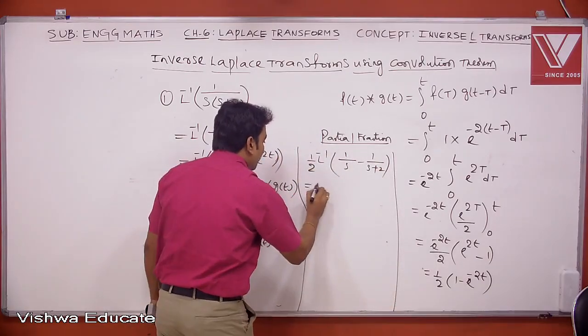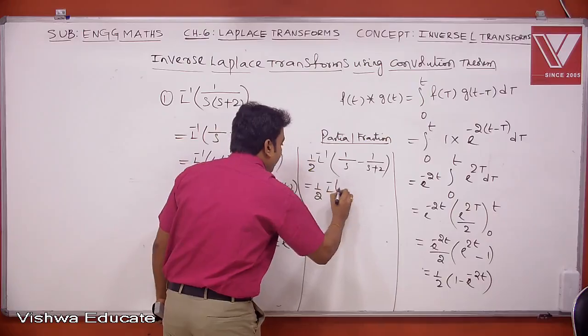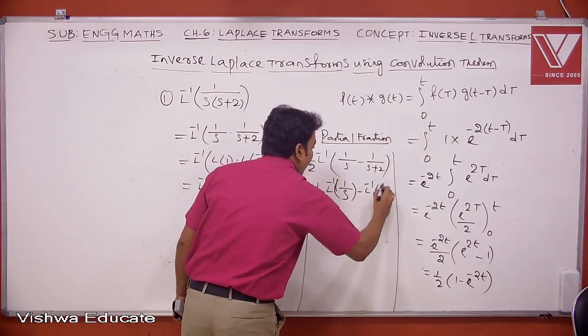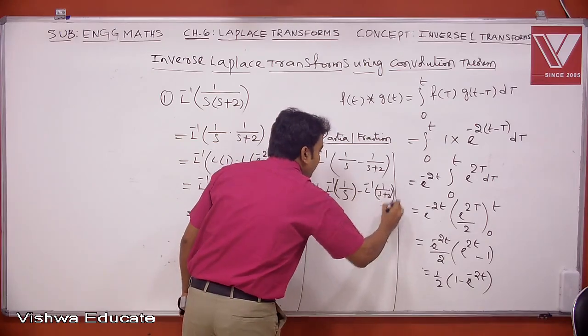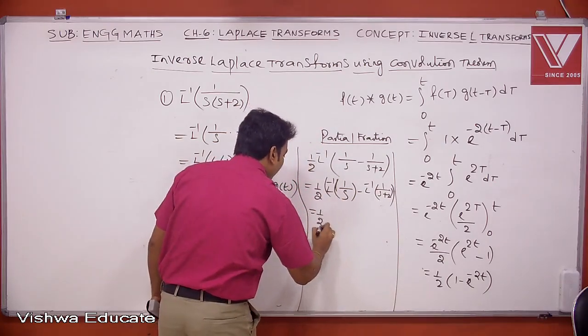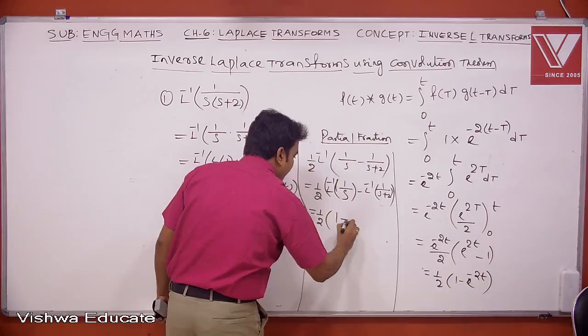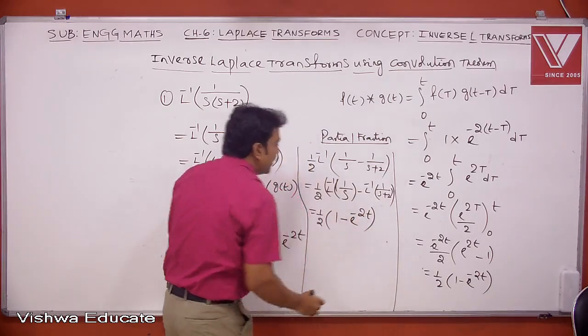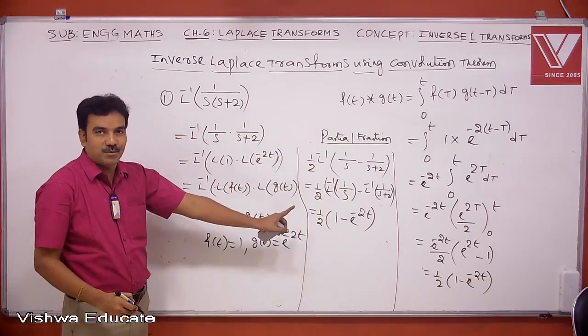So therefore this becomes 1 by 2 into L inverse of 1 by s minus L inverse of 1 by s plus 2, which is e power minus 2t. So it is just a 2 or 3 steps procedure.